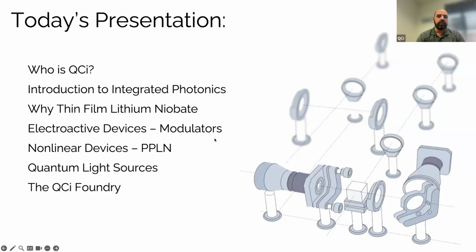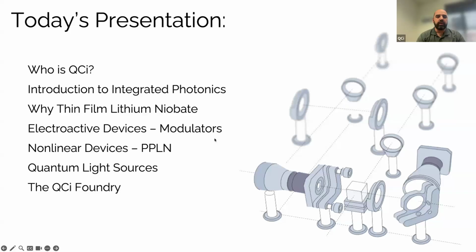First, I'd like to introduce the company and who we are, and then I'll continue the introduction by giving everyone in the audience an overview of what is integrated photonics and what are the goals of the field and the advantages that it can bring to revolutionize technology over the next few decades. And then we'll continue to explain what is thin-film lithium niobate and why at QCI we made the bold decision to begin working with this material.